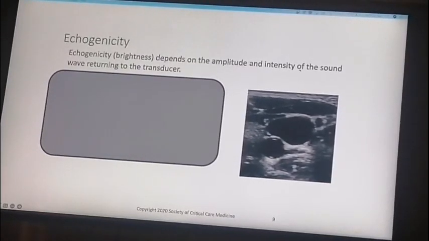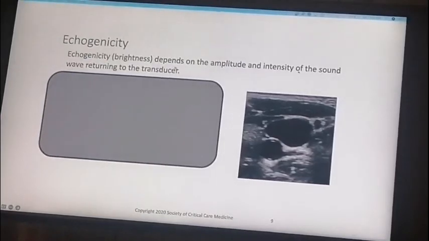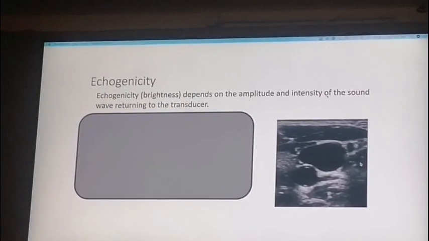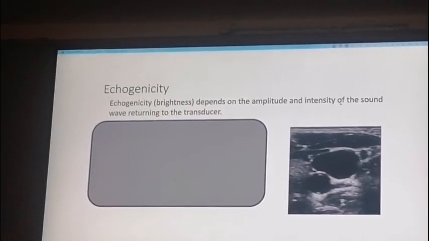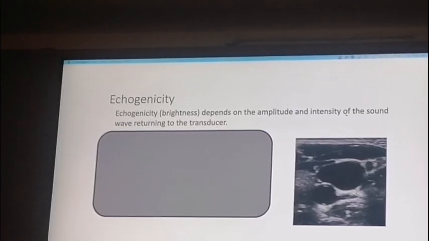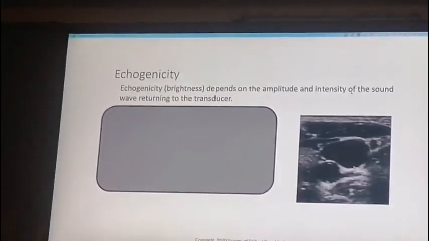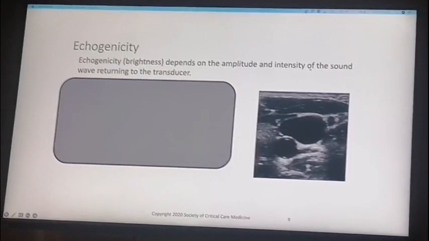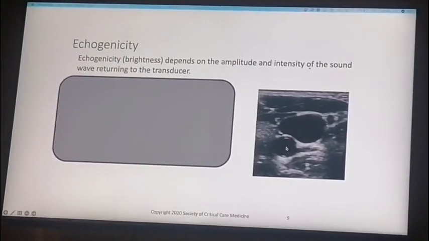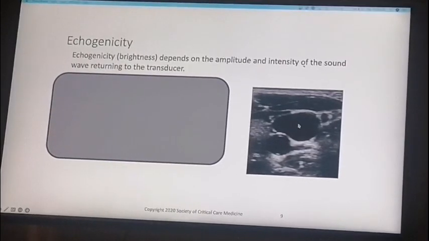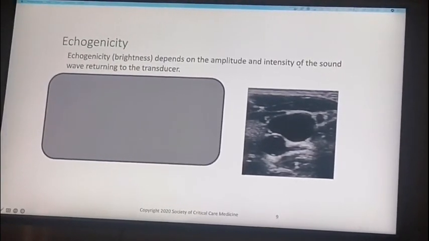Echogenicity means brightness. Anything echogenic means bright. In ultrasound there are three things: black, white, or gray. There is no third option. Color Doppler is a different mode. We're talking about two-dimensional ultrasound. There is black, white or bright, and gray. So we call black hypoechoic, and bright echogenic.